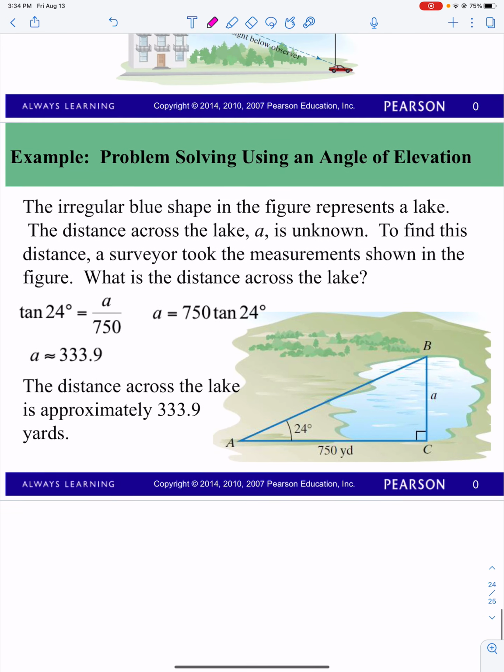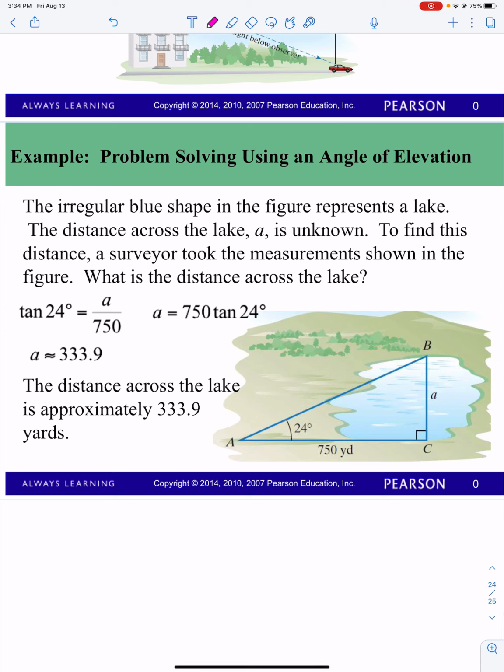So we can use these things, the angle of elevation, to see. Here is the top. So what do we have here? To find its distance, we took the measurements shown in the figure. We know from here to here is what? 750 yards. And we know here is what? 24 degrees. And we want to find the length of the lake.